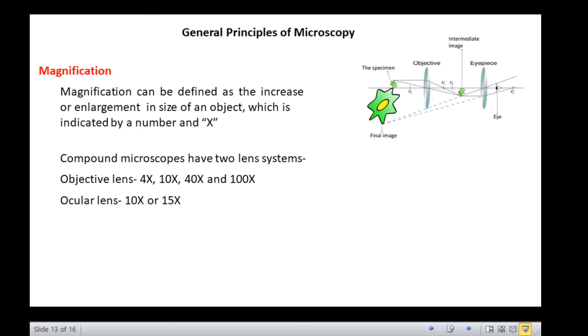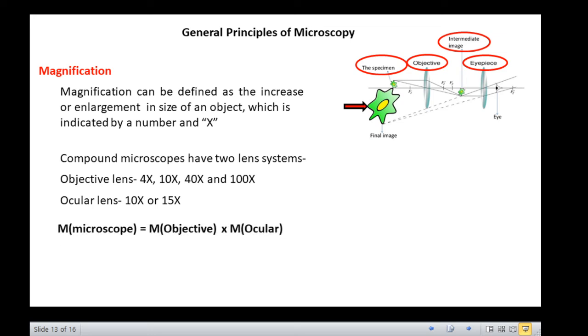A magnified image called the intermediate image of a specimen is produced by the objective lens. This image is further magnified by the ocular or eyepiece for viewing. This is the final magnified image. Thus, final magnification of the microscope is the product of the magnifying power of the objective lens and the magnifying power of the eyepiece or ocular lens.